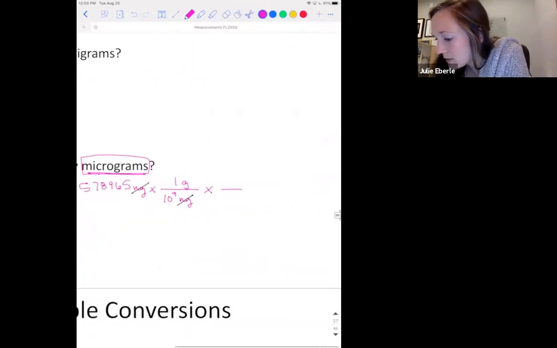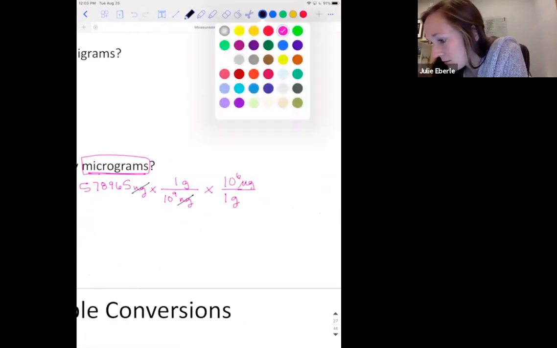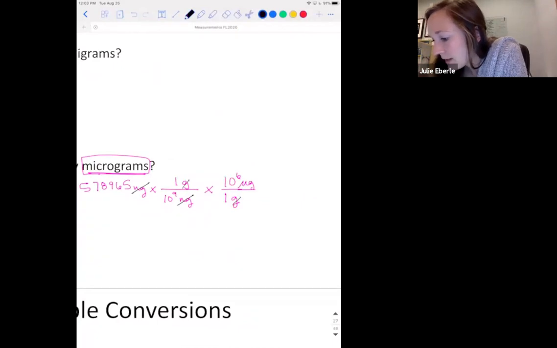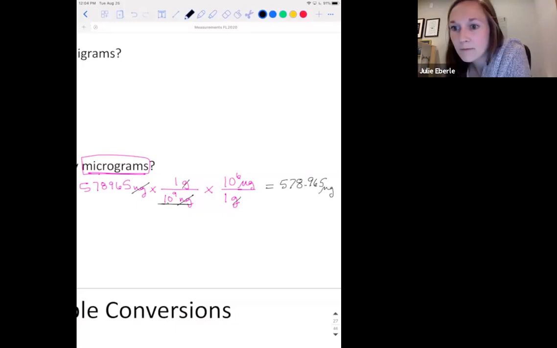So there's 10 to the power of 6. 1 gram was 10 to the power of 6 micrograms. And now you see grams cancel as well. Okay? And then you have your answer. You just do the math now. You do 578,965 divided by 10 to the power of 9, multiplied by 10 to the power of 6. So what you should get, put this in your calculator, but I got 578.965 micrograms. Is that what y'all got?